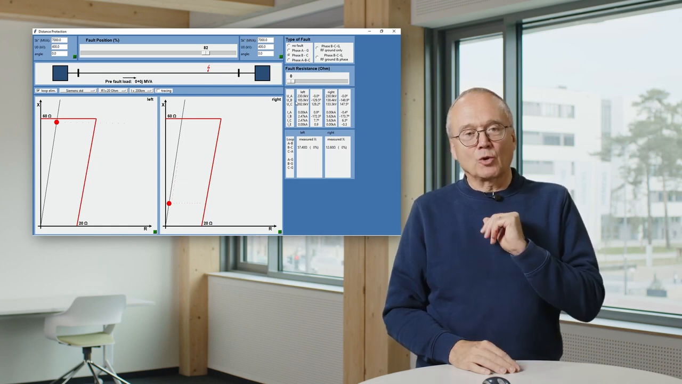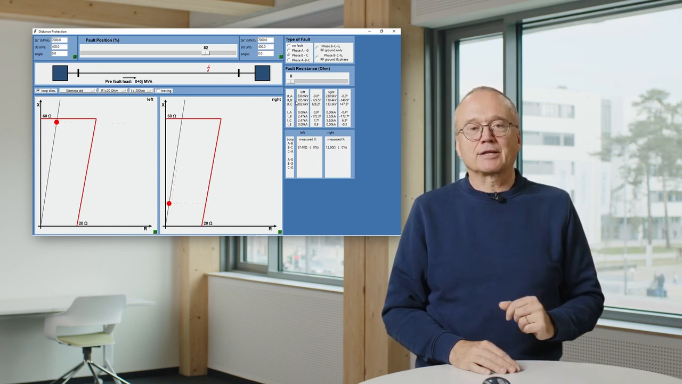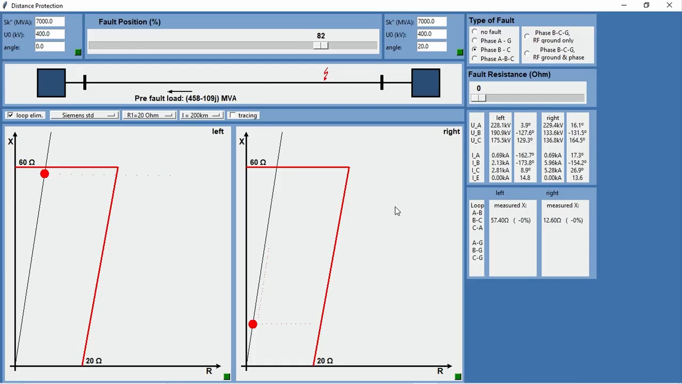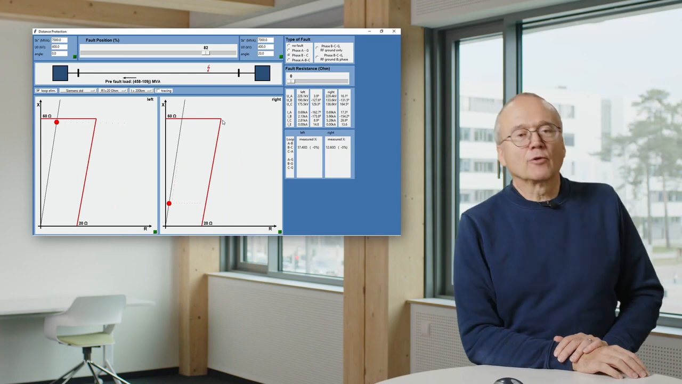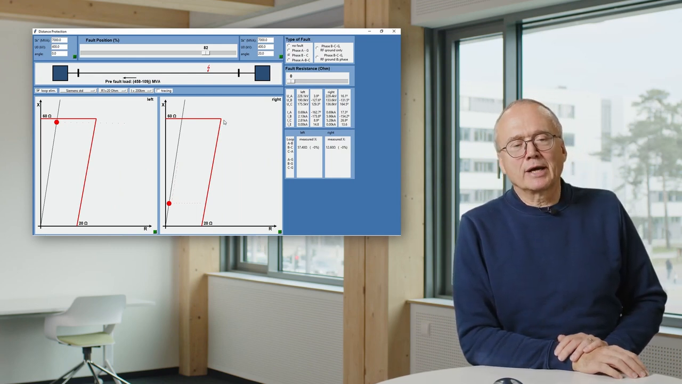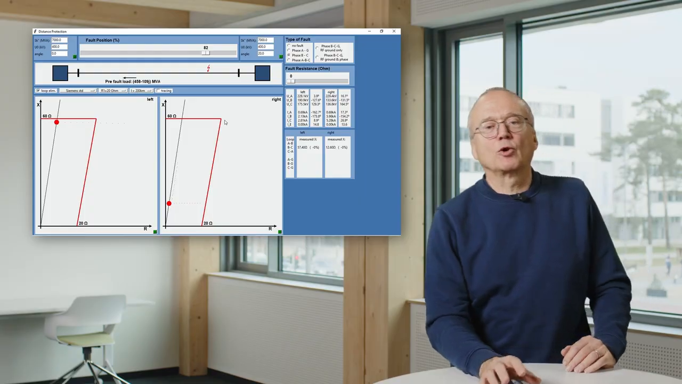And I will also show that in the simulation by activating a pre-fault load flow. So now you see a situation where we have a pre-fault load flow. You see it here in the drawing of the network. We have a pre-fault load flow of 400 and something real power and also some reactive power flowing.